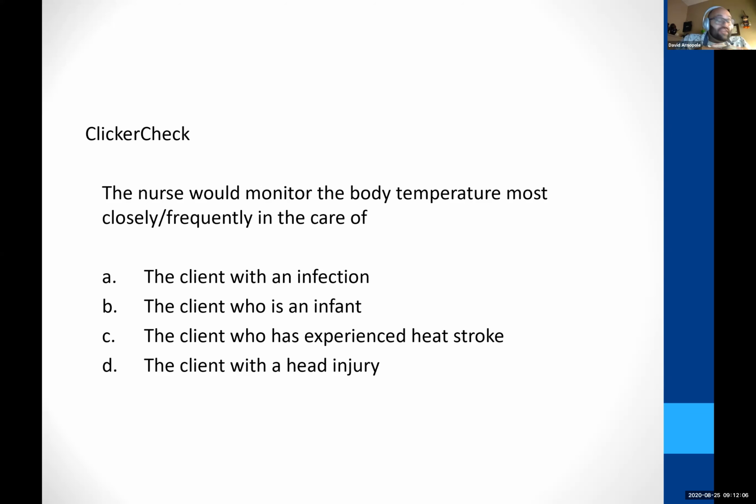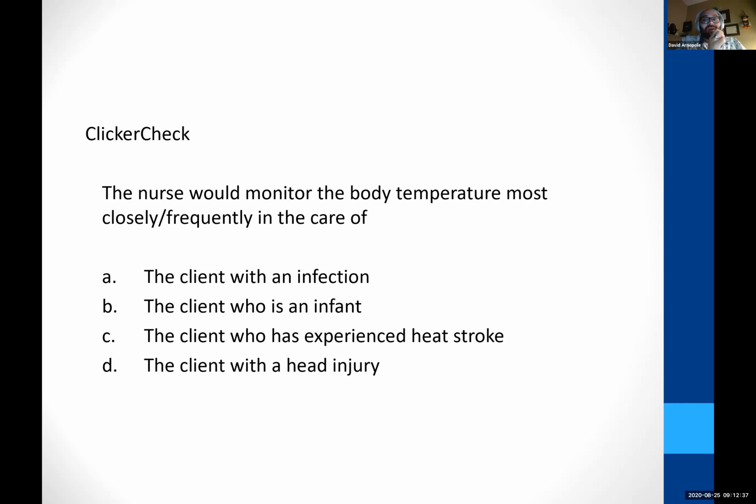D, infection. Yes, absolutely need to watch that temperature. But this question says the nurse would monitor the temperature most closely, so this is what's called a priority question. Who is going to die if you don't do it? Infection, we're worried a little bit about it. Infant, we have to check that temperature. Heatstroke, we already said we have to worry about those individuals because their brain is damaged.